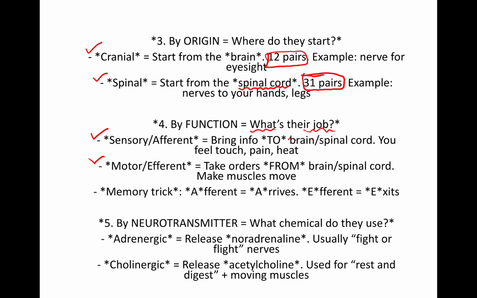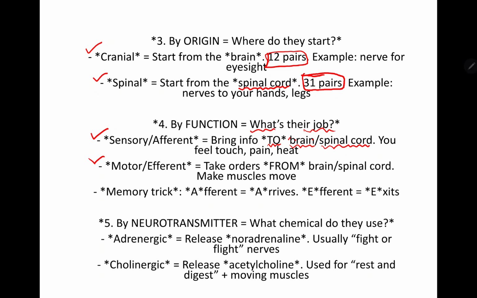Sensory or afferent is nothing but the information from the organs to the brain or spinal cord. From the body parts to the brain or spinal cord. You can feel touch, pain, heat, all of this through sensory or afferent. Now, motor or efferent nerves take orders from the brain or spinal cord to the muscles and they make the muscles move.